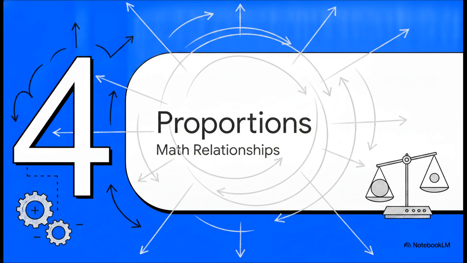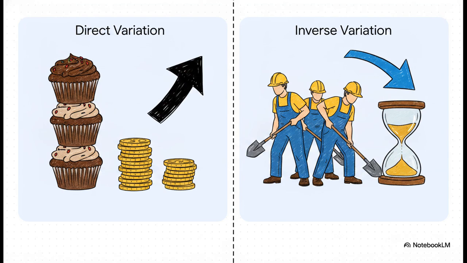Section 4, direct versus inverse proportion, understanding mathematical relationships. Okay, but before we can solve anything, we really have to understand how different quantities relate to one another in the real world, because they definitely don't all behave the same way. First, we have direct variation. This is where more items equals more cost. So you buy more apples, you pay more money.